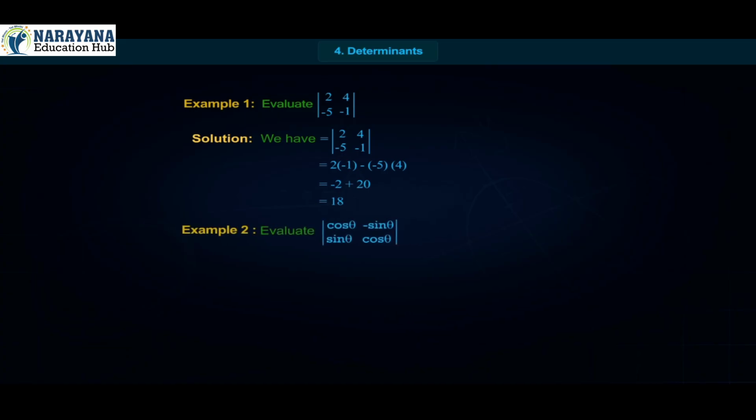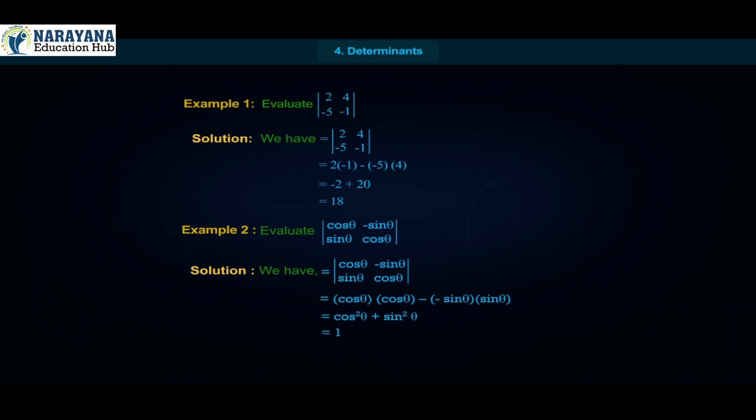Example 2. Evaluate the determinant |cos theta, -sin theta; sin theta, cos theta|. Solution. We have |cos theta, -sin theta; sin theta, cos theta| = cos theta into cos theta minus (-sin theta) into sin theta = cos square theta + sin square theta = 1.